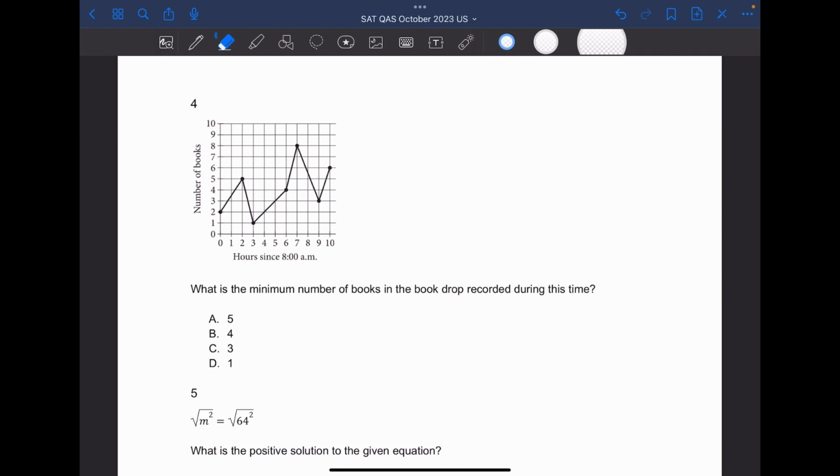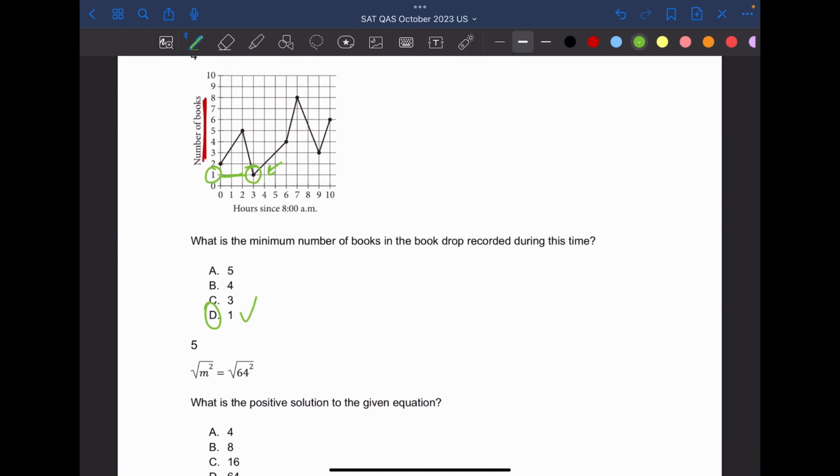Question number 4, it says, what is the minimum number of books in the book drop recorded during this time? So the answer for this is pretty simple, but you have to look at the y-axis because that's where the number of books is. And then you have to look at which point on this graph or line was the lowest. So obviously it's this point here just by looking at it. And then you ask yourself, okay, at this point, what was the y value of it? So it's 1, so the answer is 1, and we are done. So it's literally that simple. Okay, so that's question number 4.